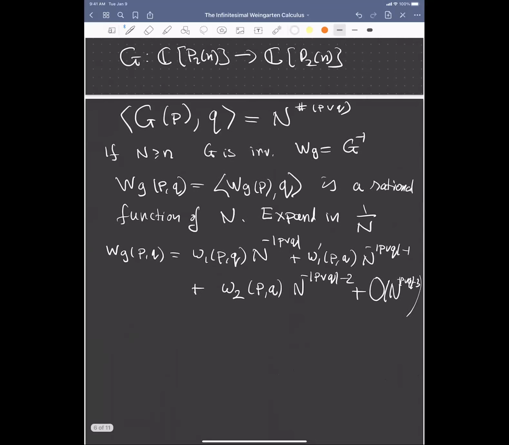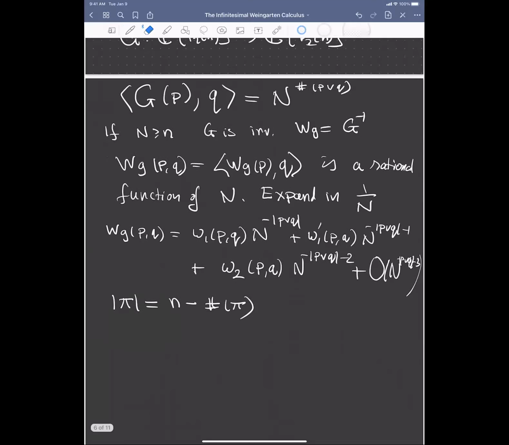And what's the notation here? I actually don't have the benefit of having seen Roland's talk this morning because it wasn't on YouTube when I checked. So he may have defined this already, but I'm just going to assume that he hasn't. If I have any partition, I let the length of that partition be n minus the number of blocks, just like you do with permutations to put a length function on permutations. Okay, and so that's the expansion.